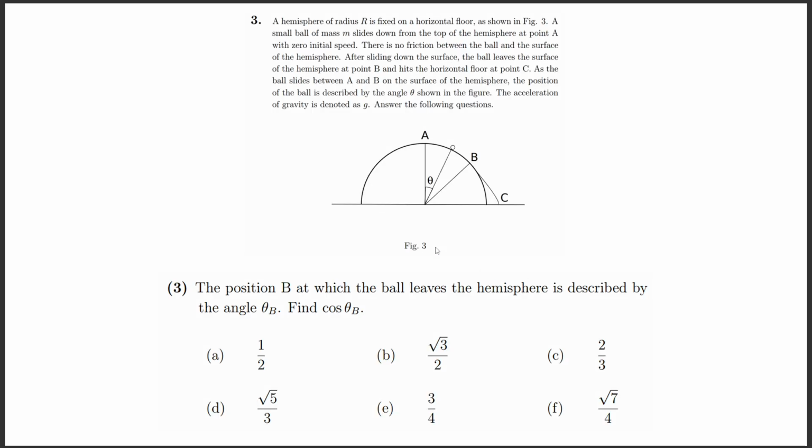So let's go to number 3. The position B at which the ball leaves the hemisphere is described by angle theta b. Find cosine theta b. So we need to know the condition at which the ball leaves the hemisphere.